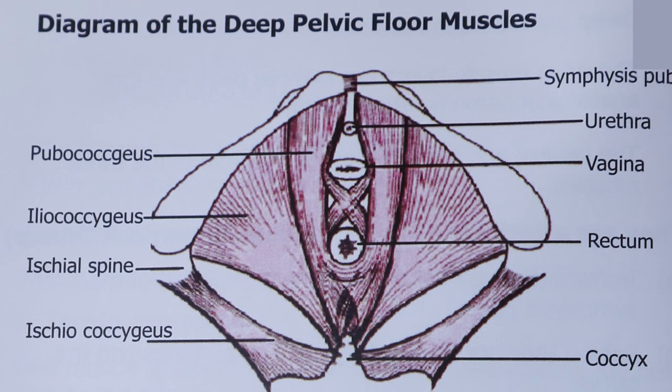Remember, the pubococcygeus runs from the pubic bone to the coccyx, iliococcygeus from the ilium to the coccyx, and ischiococcygeus runs from the ischium to the coccyx. Those are the levator ani muscles, and that is a diagram that you can see.